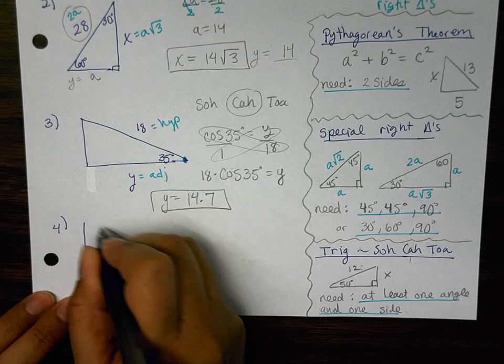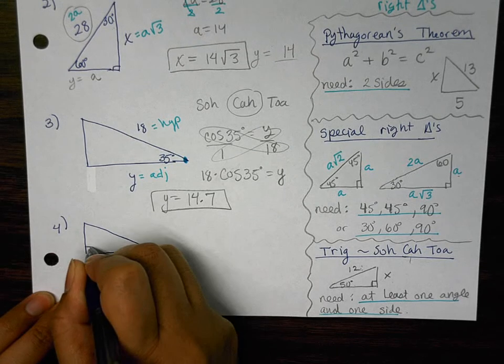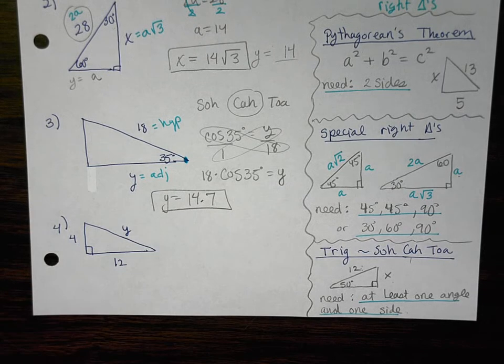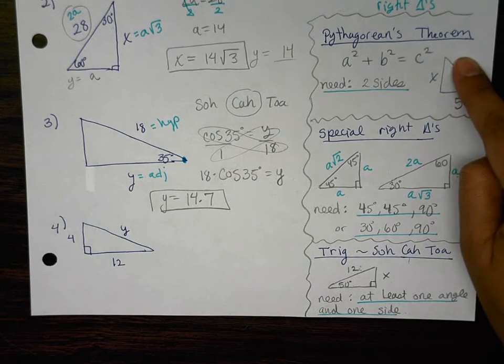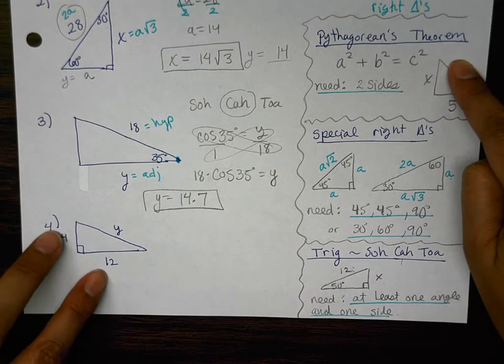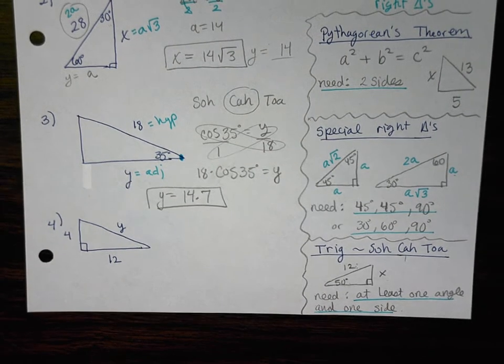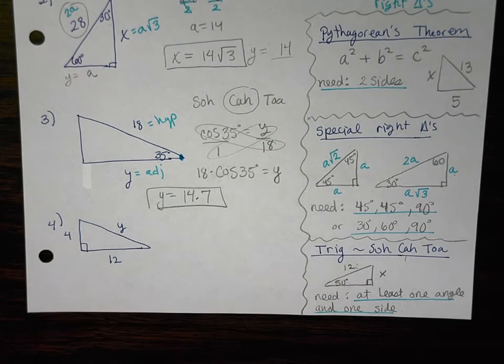Okay, number 4. 4, 12, and y. Which method am I going to use here? Pythagorean, special right triangles, or SOHCAHTOA? Why can I use Pythagorean's here? Because they gave me 2 sides, right? It doesn't matter which 2 sides, they gave me 2.